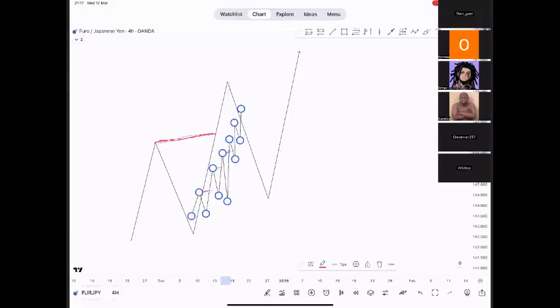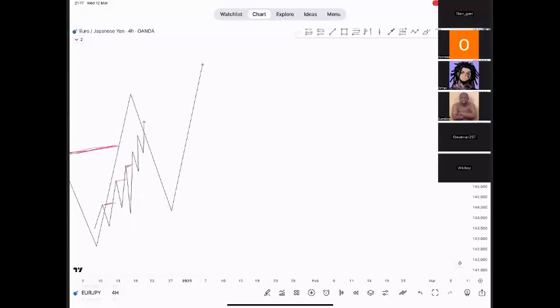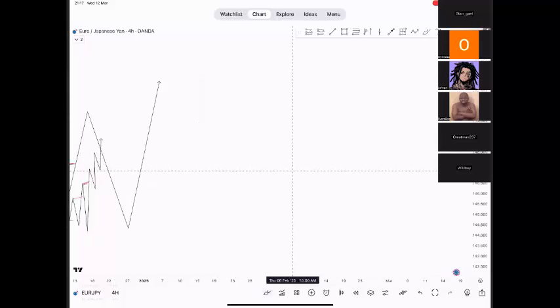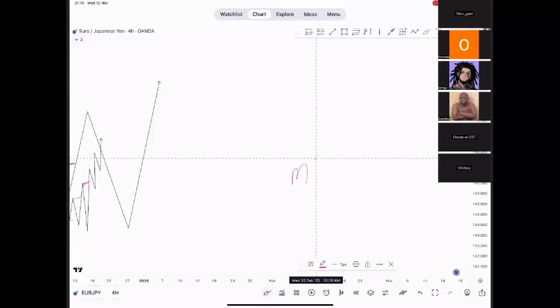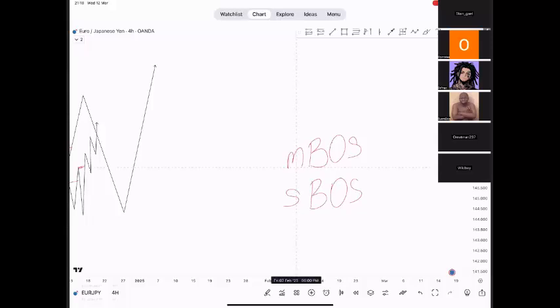Mistaking external highs and lows for major highs, mistaking internal highs and lows for external highs and lows, or mistaking the minor and the sub break of structures for what? For major break of structures. Now, there are two types of break of structures when it comes to this internal movement. We have what you see people mark as MBOS, and we have SBOS. Now remember that BOS means break of structure, right? So which means that the MBOS is the minor break of structure, SBOS is sub break of structure.